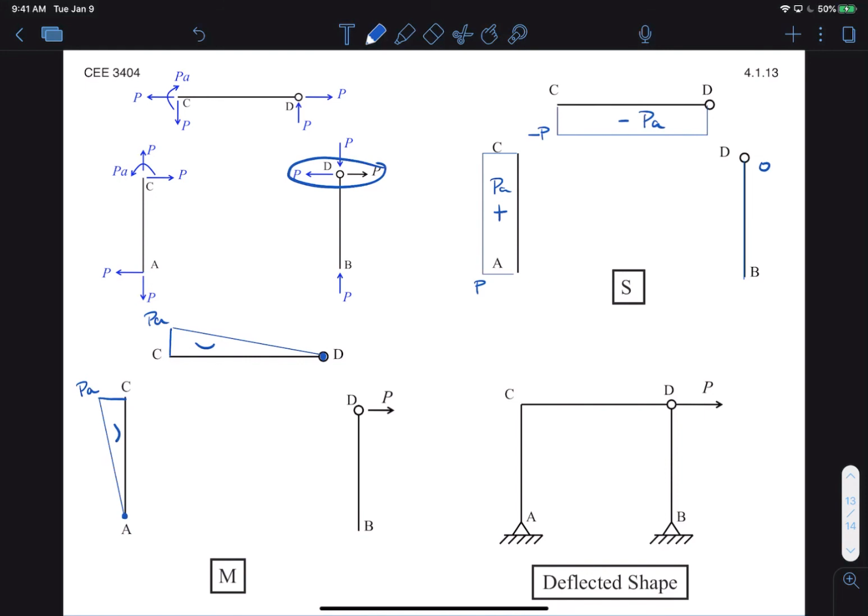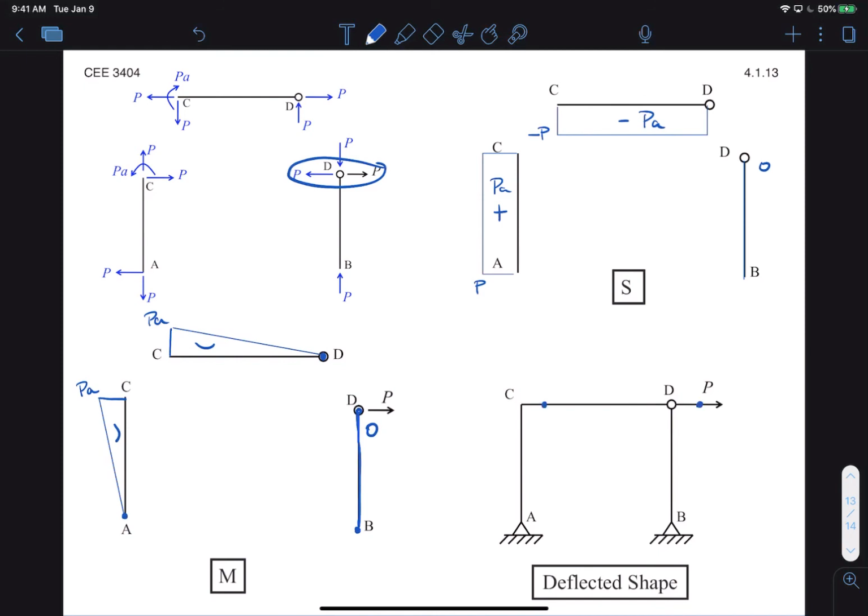Finally, my beam DB has 0 shear, and it also must be 0 moment at both ends because I have a hinge and a pin support. So the only possibility is that it is a 0 moment beam as well. Okay, so that makes for an interesting deflected shape. I'm going to start again looking at the movement of the top of the frame first. The load is acting to the right, so I know that C and D are going to shift to the right.